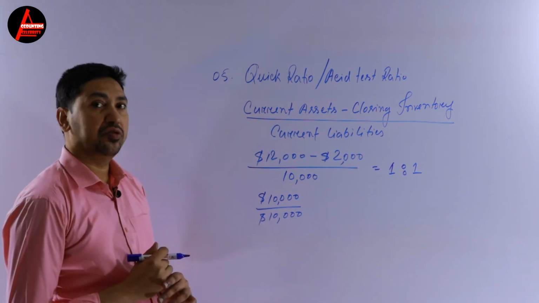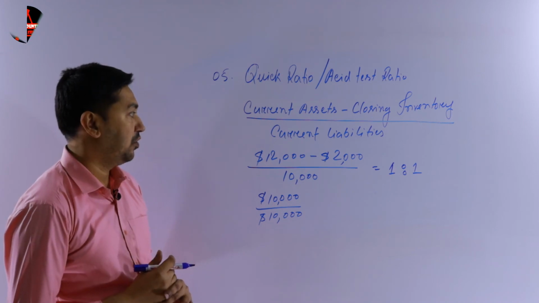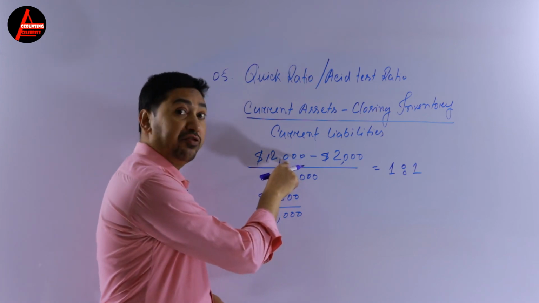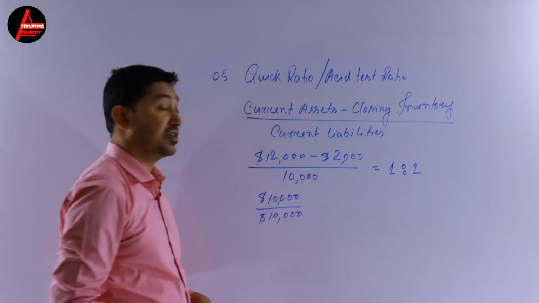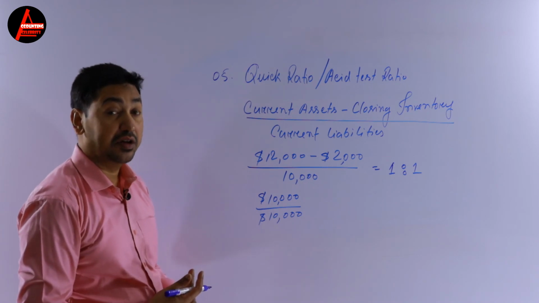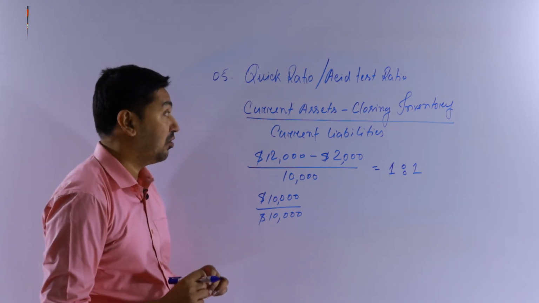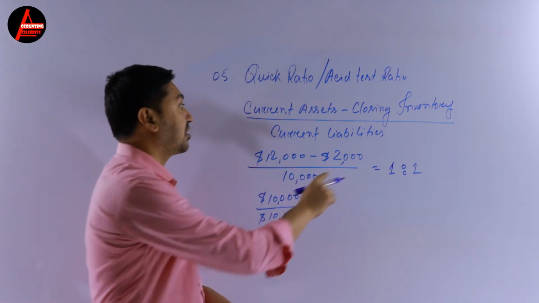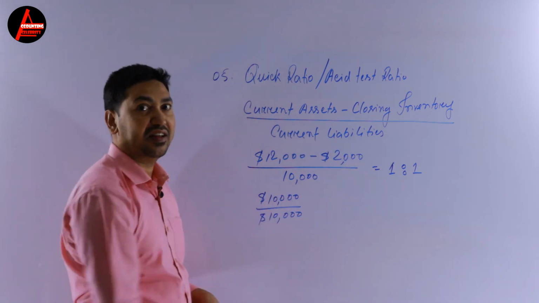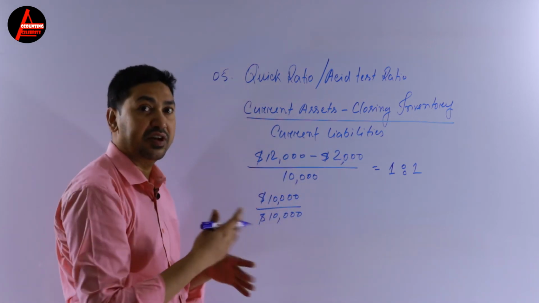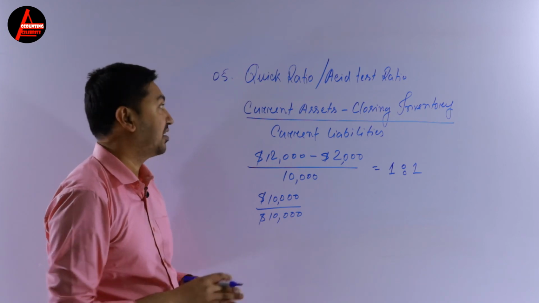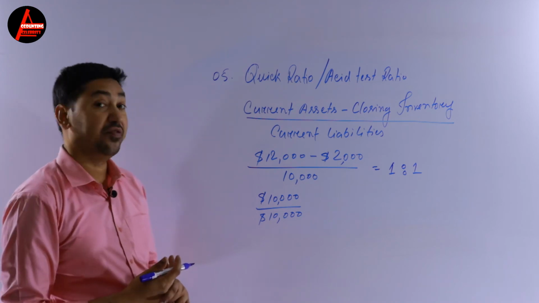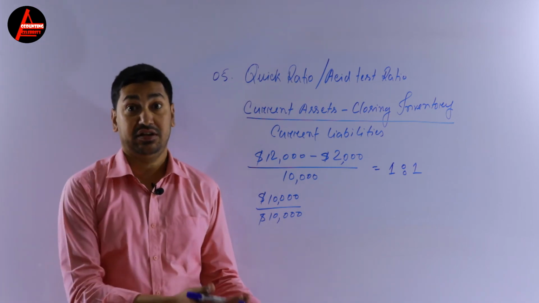But a point to be noted: if you already added your closing inventory with the current assets, then you can subtract it. If you do not include your closing inventory with current assets, then you do not subtract. You don't have to subtract again, because you already excluded it, you did not add it with the current assets. So this is all about our 5 formulas in this video, part 1.